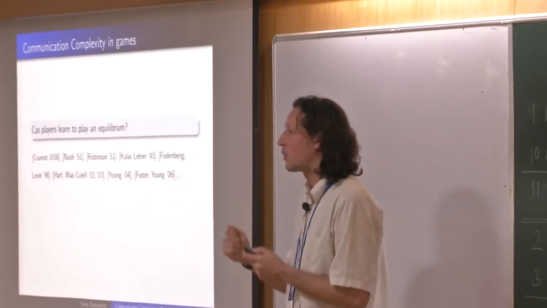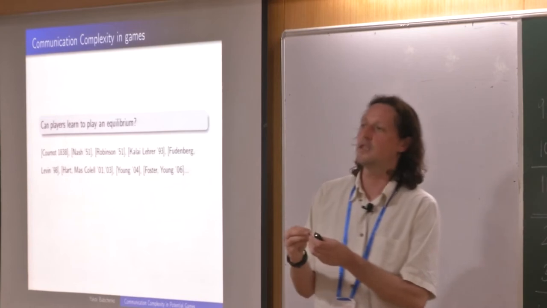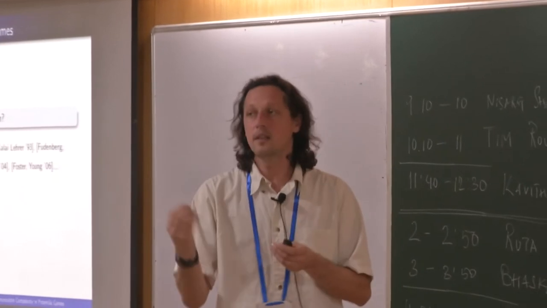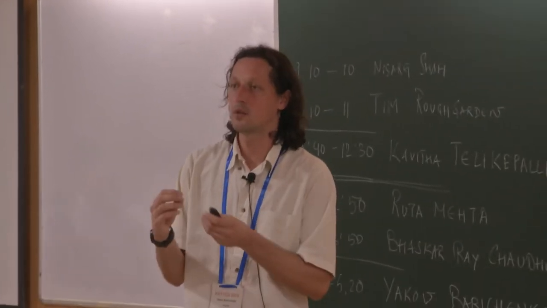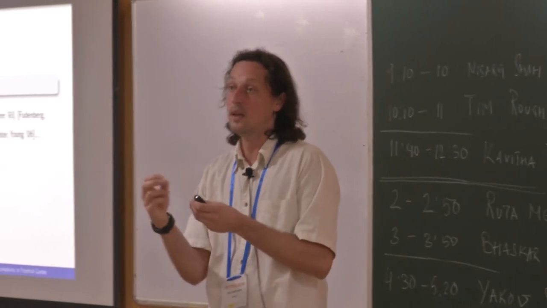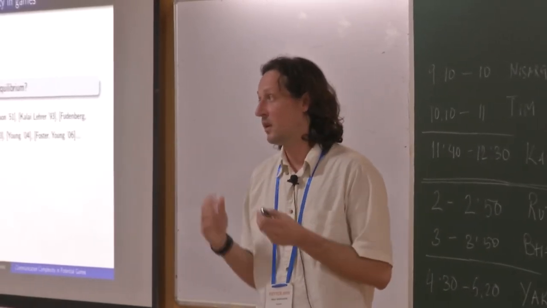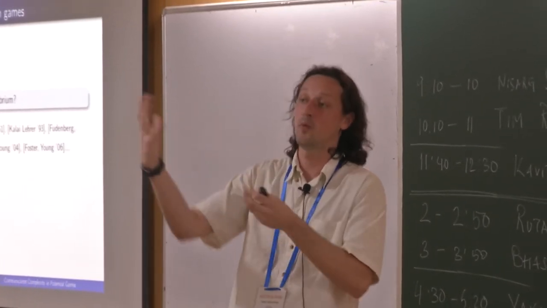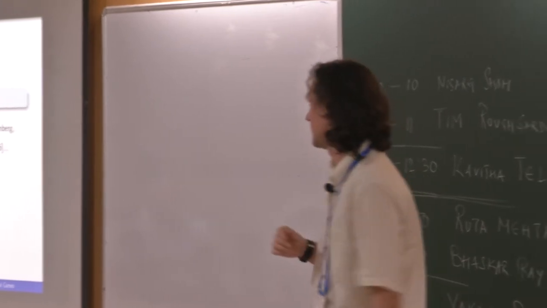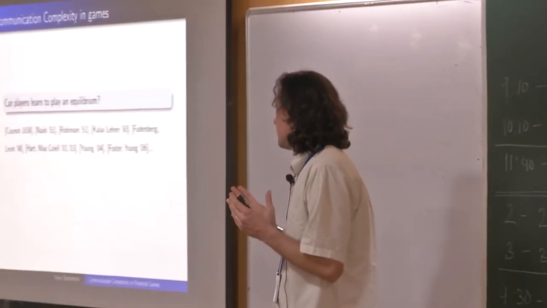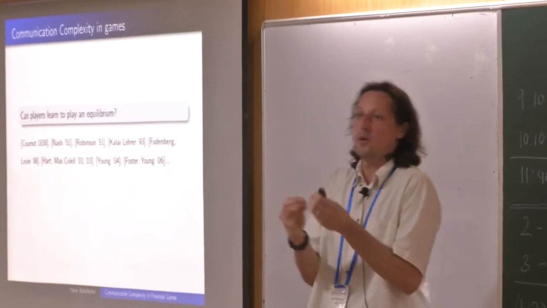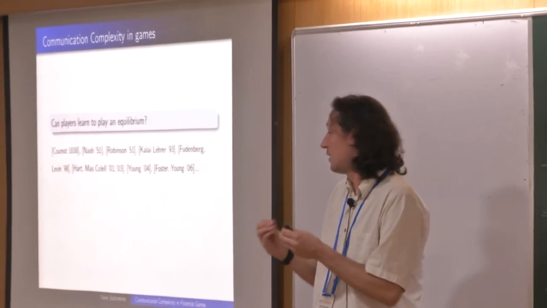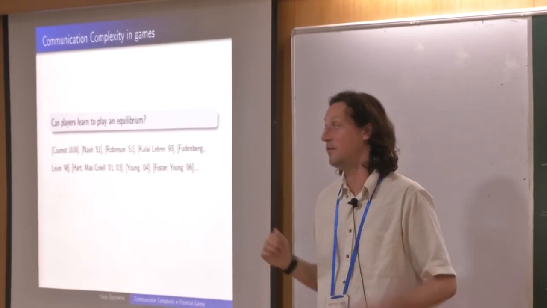So equilibrium is essentially a static notion that, in an indirect way, assumes that players know how to predict correctly the behavior of their opponents. Because I'm best replying to the action profiles of the opponent. Namely, I know what my opponents are going to do. And it is a good question to ask where this assumption comes from. Why is it indeed the case that I know how to predict correctly the behavior of the opponents?